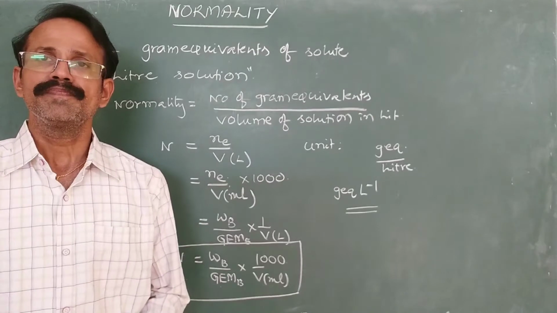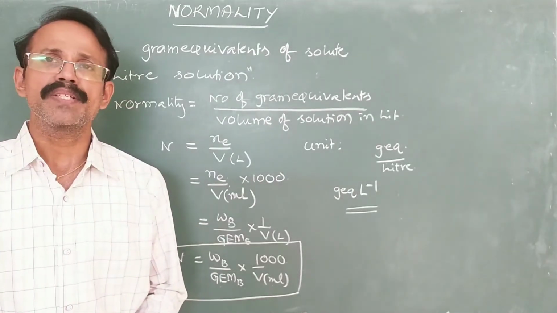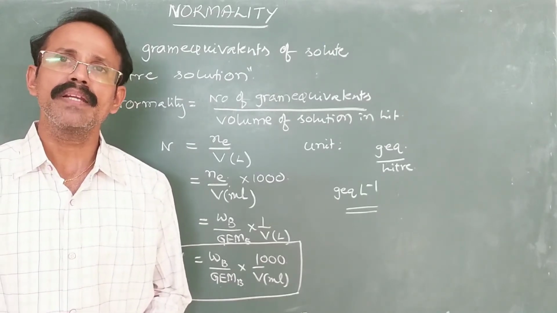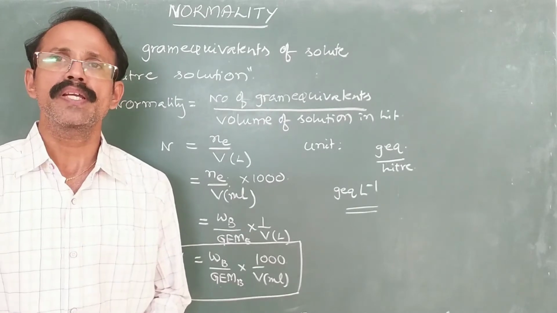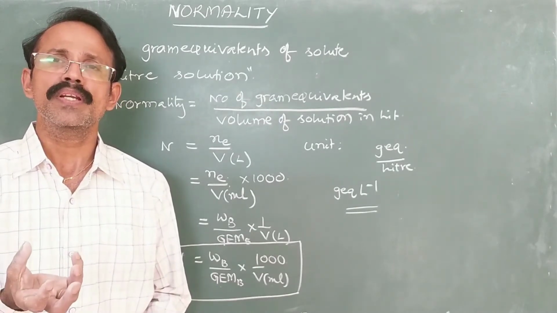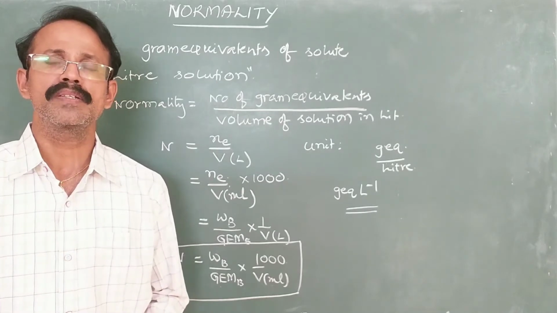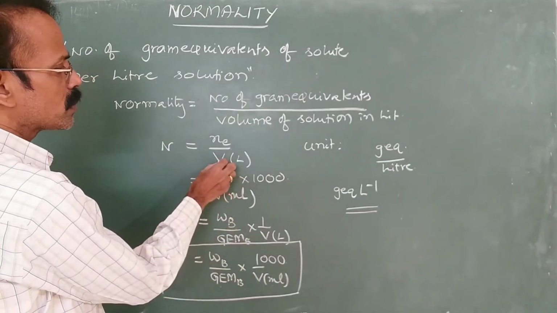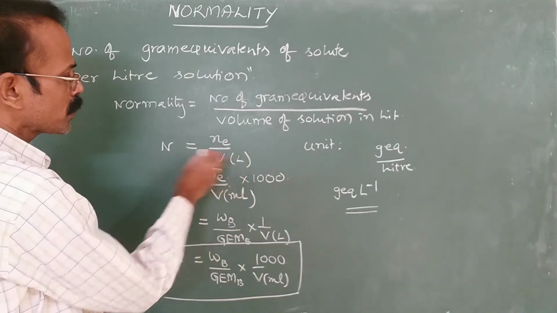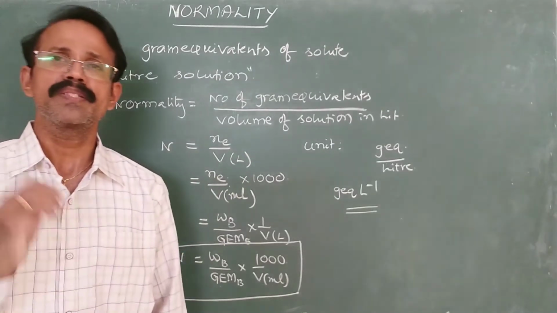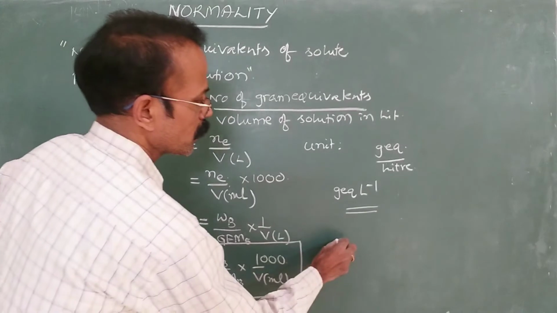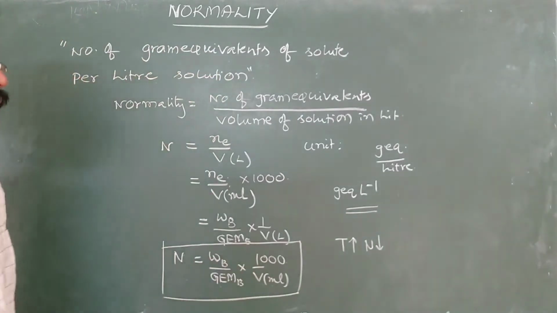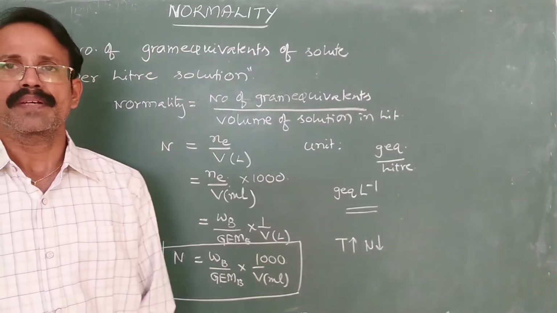Now what is the effect of temperature? Molarity as well as normality are affected by temperature. When temperature is increased, what happens? Volume of the solution will increase due to expansion, right? So when volume is increased, what happens here? The volume is in the denominator. So if this value increases, normality decreases. So as temperature increases, normality decreases, right? So this is how normality is affected by temperature.